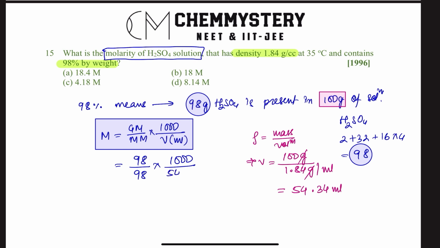Let's substitute the volume here. So 54.34. 98 got cancelled out. So this is 1000 divided by 54.34. This is coming out as 18.40 molar. This is the molarity of the H2SO4 solution whose information is given: density, 98% weight, etc. So 18.40. Which one will be the option? Option A is the correct one. Done.